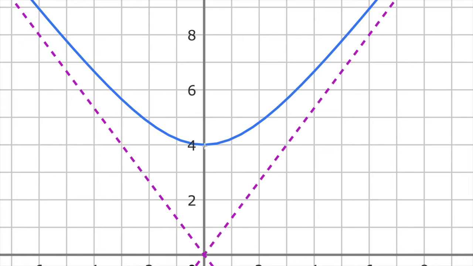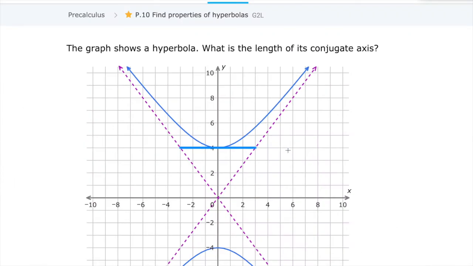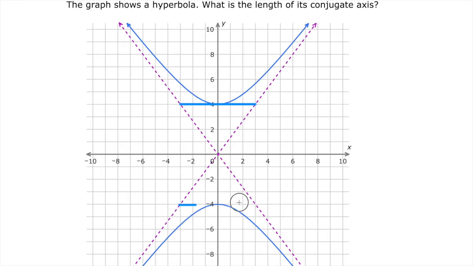I would pick one vertex and go how many boxes in one direction until I hit the asymptote, how many boxes in the other direction until you hit the asymptote, and count all those. So 1, 2, 3, 4, 5, 6. That might make sense of it, and you would get the same thing here as well.